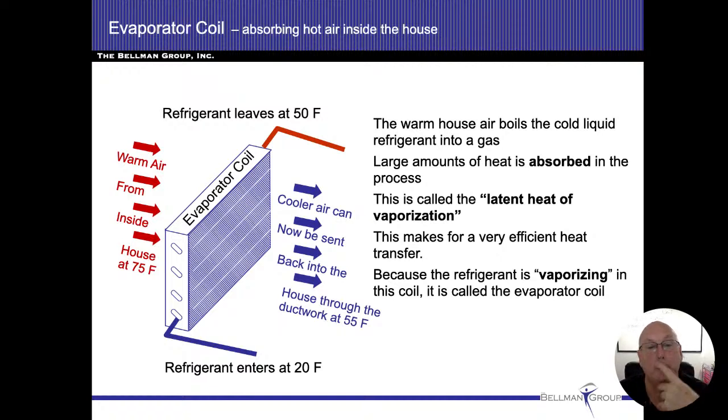Where it's a liquid coming in is going to be after the restricting device. That lowers the temperature down to 20 degrees. That's not an area that we can actually touch. That's going to be inside the plenum or the air conditioning coil. Typically, it's going to be the capillary tubes, but we'll get to that in a little bit.